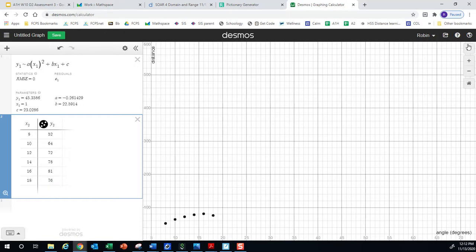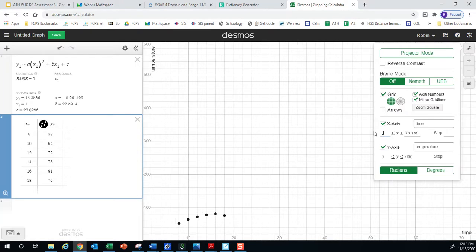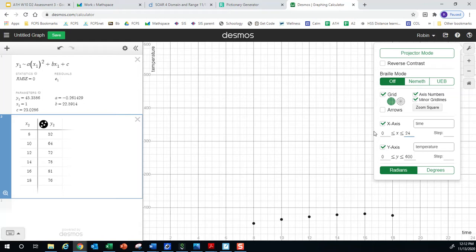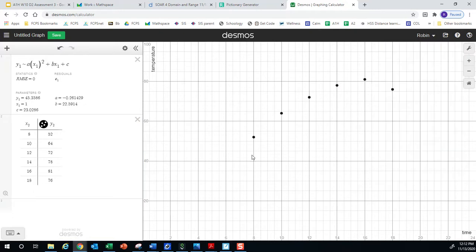Okay, I'm going to change my graph a little bit to make it a little easier to see. This time x represents time, and y is temperature. My times go from 0 to, let's do a full day, 24 hours. And my temperatures don't go all the way up to 600. Let's just go to like 100. Okay. Now I can see the curve a little bit better. It's going to be another parabola.